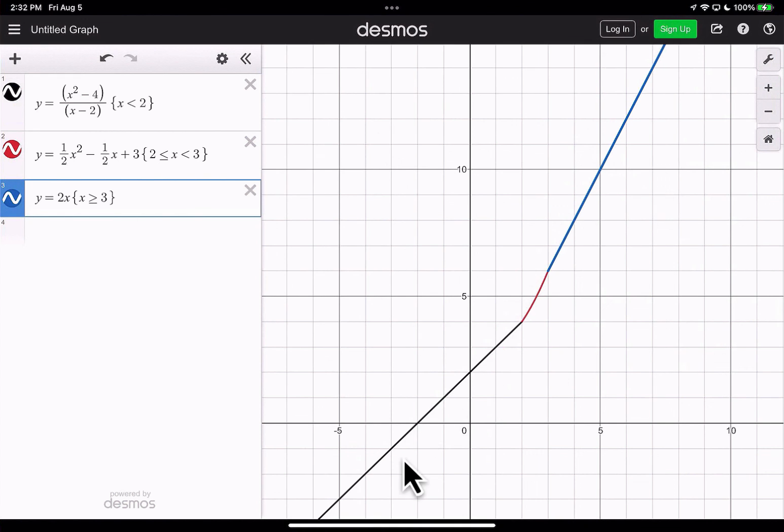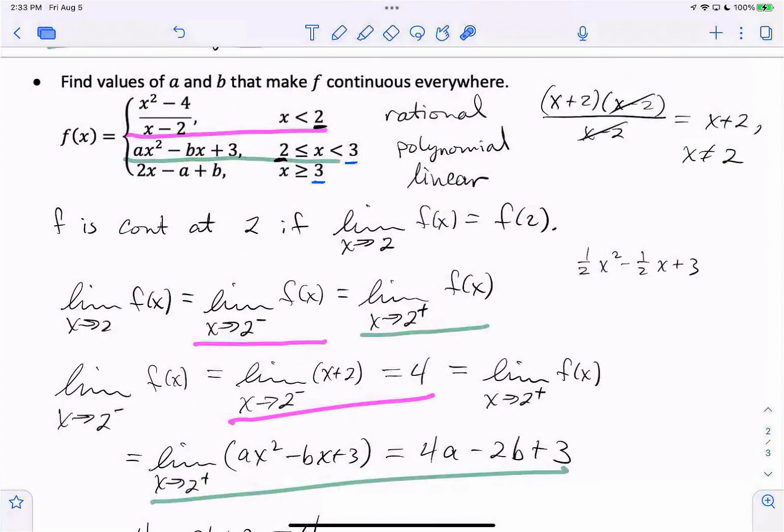And what we can see is we have a Frankenstein graph. It's a piecewise defined function made up of 3 different functions, but they meet up at x equals 2 and x equals 3. That makes this function continuous, and those values that we found ensure that that's the case.